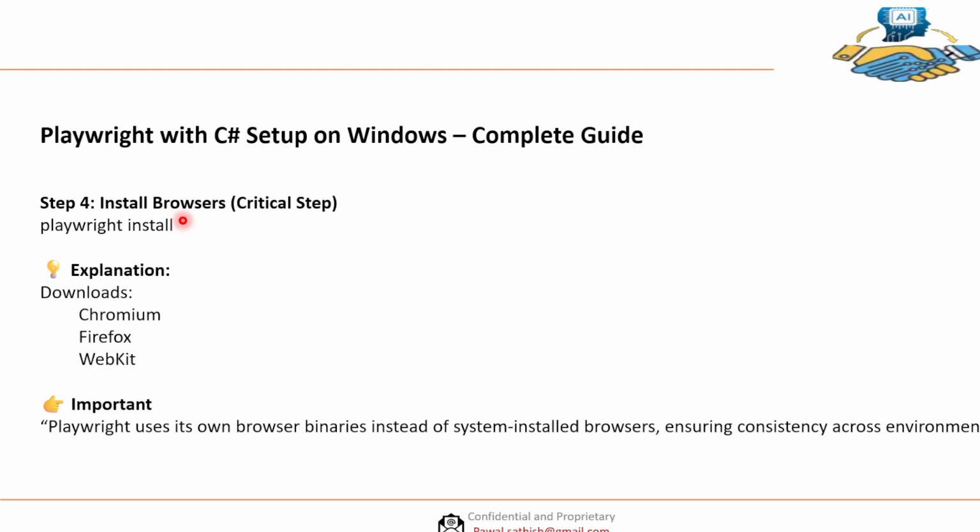We also need to install the browsers. Run playwright install, which downloads Chromium, Firefox, and WebKit. Playwright uses its own browser binaries instead of system-installed browsers, ensuring consistency across environments.